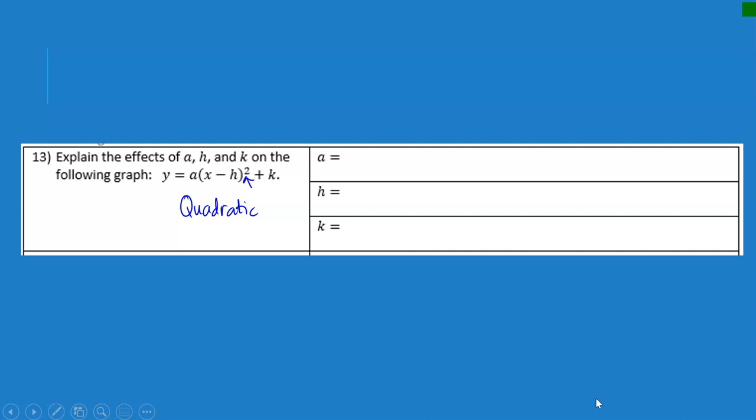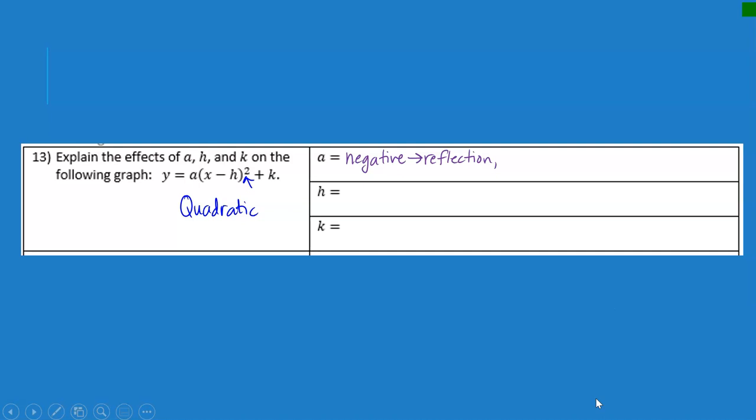So the A value can tell you two different things. The first thing it can tell you, if it's negative, so if A is negative, it tells you that you have a reflection. And then it also can tell you if you have a stretch or a shrink, a vertical stretch or a vertical shrink.